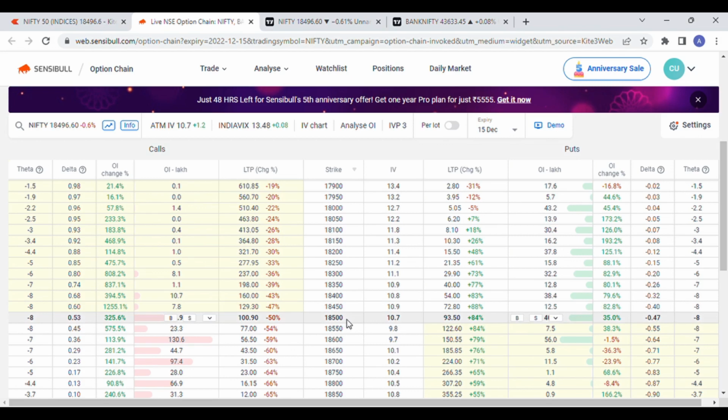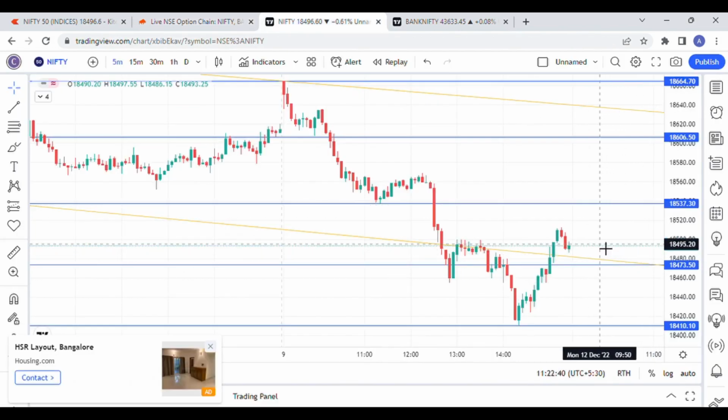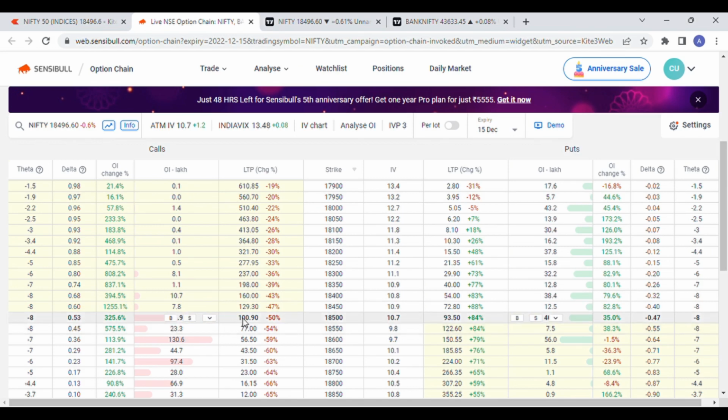Suppose the market goes from 18,500 to around 18,550, then what will happen? The premium for the 18,500 CE you are going to buy is at 100 rupees. If the market goes till 18,550 as per your analysis, then the 100 rupees premium will become around 125 rupees. Why 125? Even though Nifty has moved 50 points, from 18,500 to 18,550, your option premium, which you paid around 100 rupees, will increase by about 25 rupees, so it will be around 125 rupees.